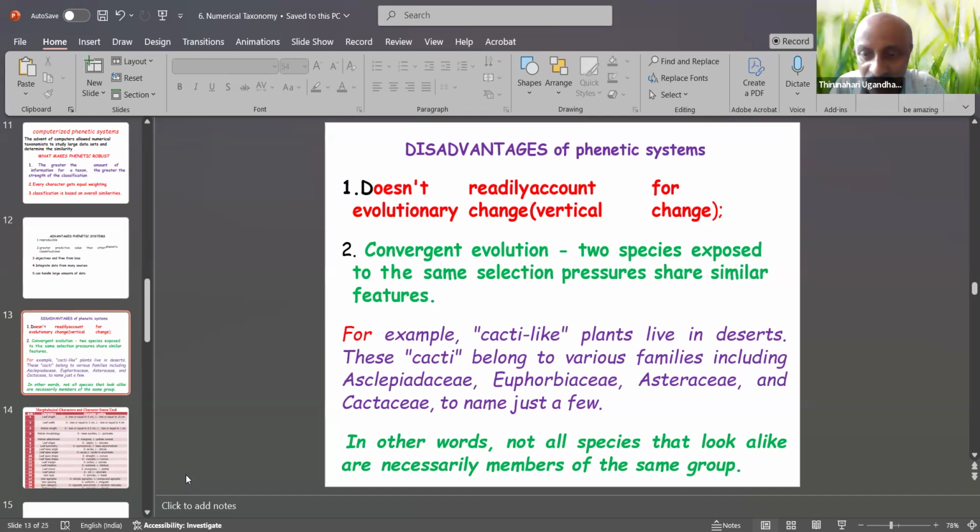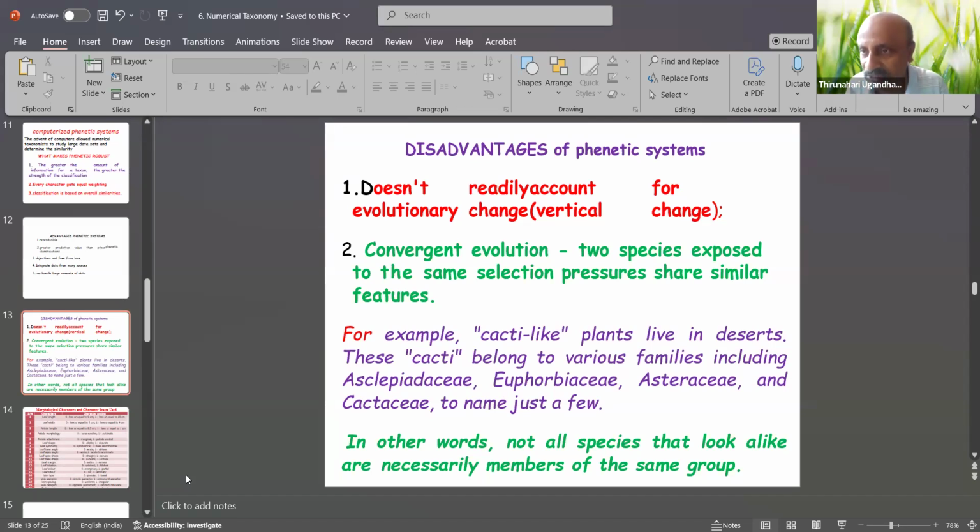These cacti belong to various families, including Asclepiadaceae, Euphorbiaceae, Asteraceae, and Cactaceae. Cacti means xerophytic type plants. The xerophytic nature is also one major character. In other words, not all species that look alike are necessarily members of the same group. All the families are not the same.